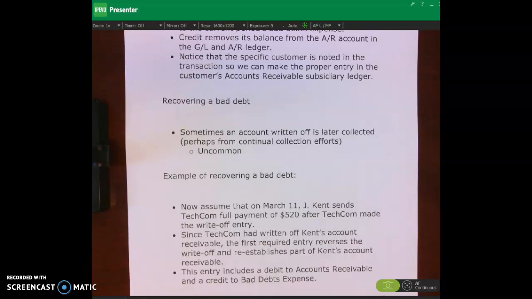So the situation is that J. Kent, back on January 23rd, we decided J. Kent couldn't pay us. We debited bad debts expense, and then we credited accounts receivable. Then it turns out, maybe 6 months later, well, J. Kent's going to pay us. Okay, how do we recognize that situation with the journal entry? And that's the idea of recovering a bad debt, okay?